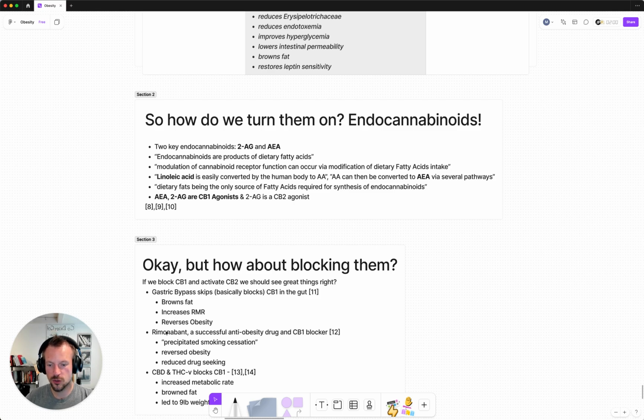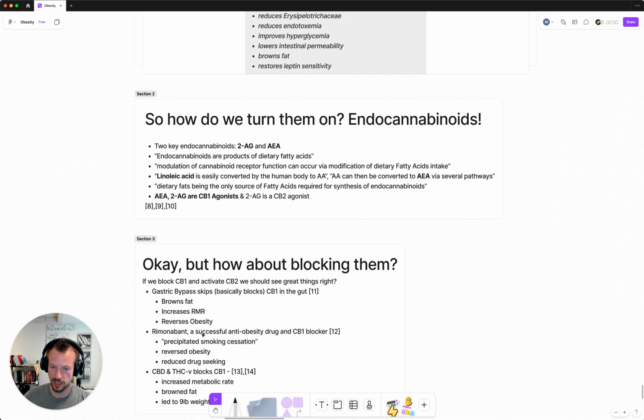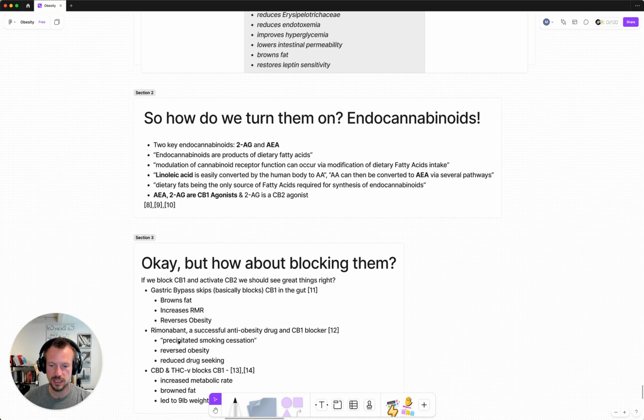Then we have this drug called rimonabant. Somebody, basically discovering the endocannabinoid system and doing some experiments about 20 years ago, said, hey, why don't we block CB1 and see what happens? So rimonabant was a successful anti-obesity drug and a CB1 blocker. It's actually arguably the most successful anti-obesity drug ever invented.